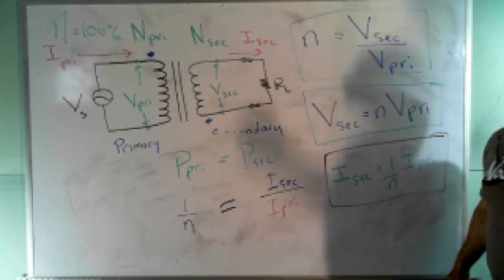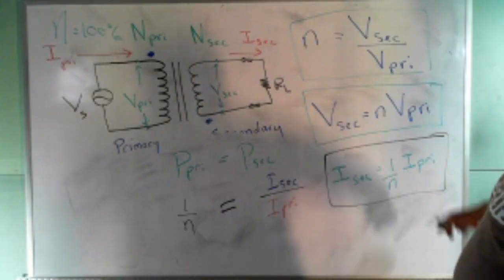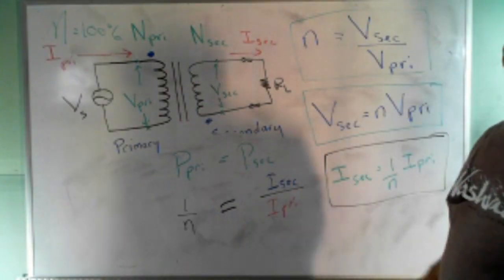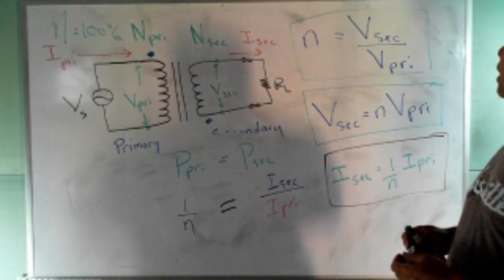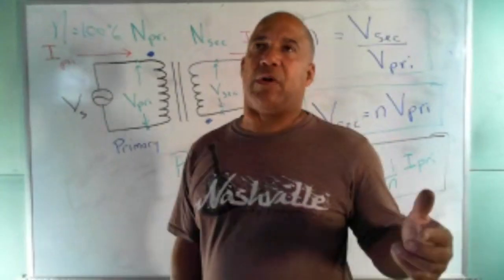So when we solve transformer problems, these are the three equations we're going to use. These are our working equations for transformers. That's really kind of it, guys. Now, transformers are really easy.